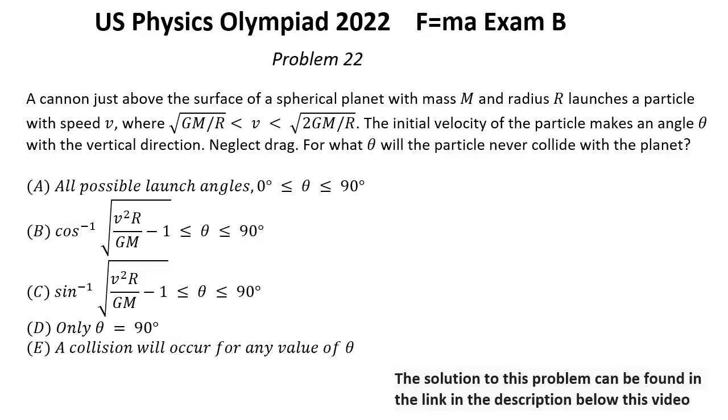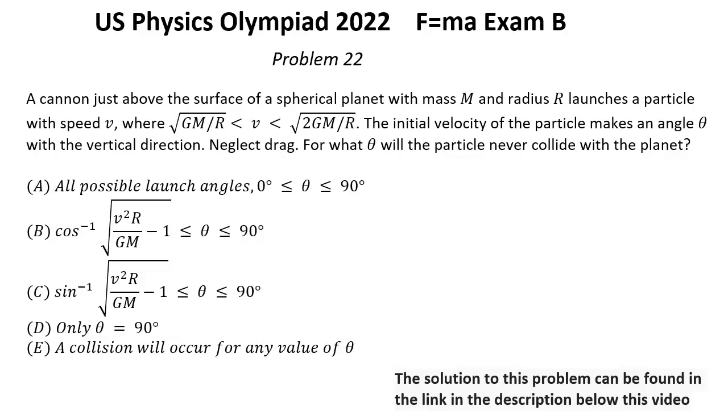Problem number 22. A cannon just above the surface of a spherical planet with mass m and radius r launches a particle with speed v, where v is greater than the square root of GM over r and less than the square root of 2GM over r. The initial velocity of the particle makes an angle theta with the vertical direction. Neglect drag. For what theta will the particle never collide with the planet? Solution for problem number 22.